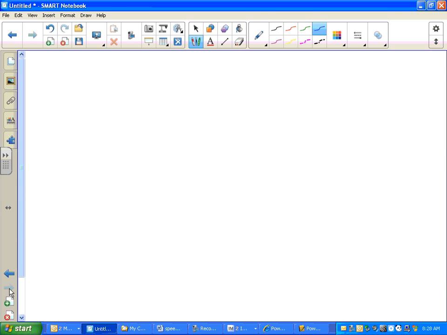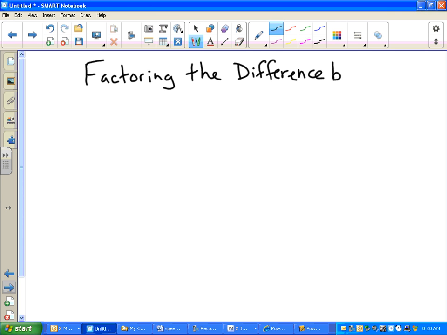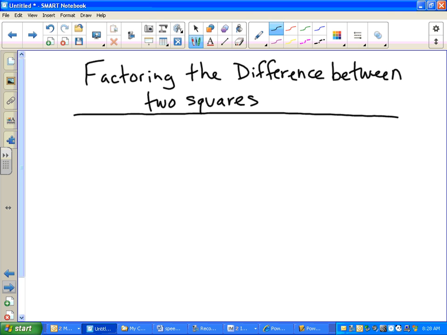All right, the second part of today is factoring the difference between two squares. Okay, the difference between two squares means two squares subtracted. So difference means subtraction.